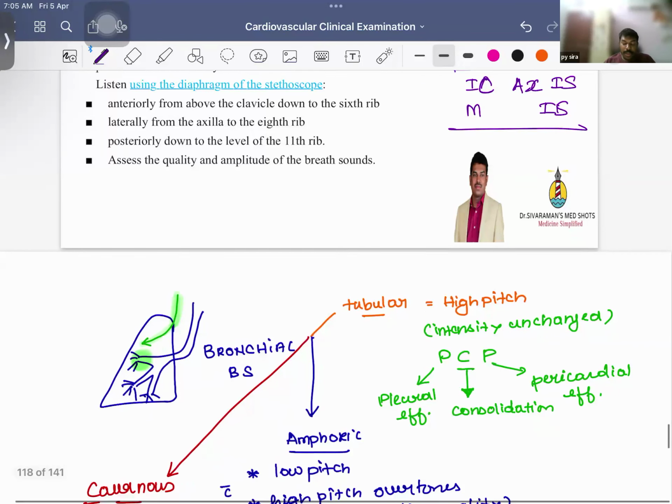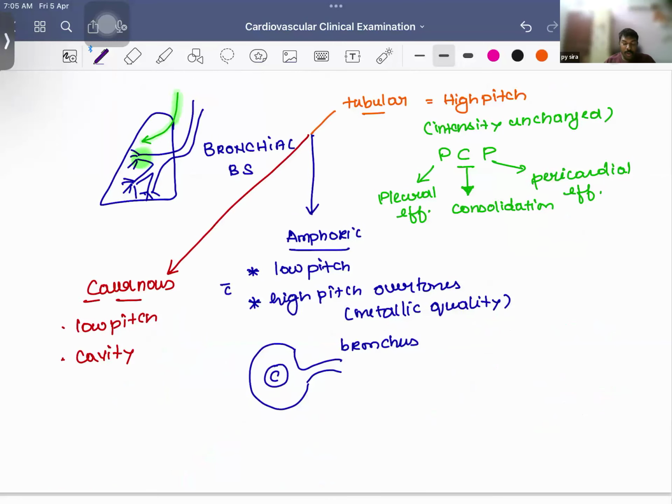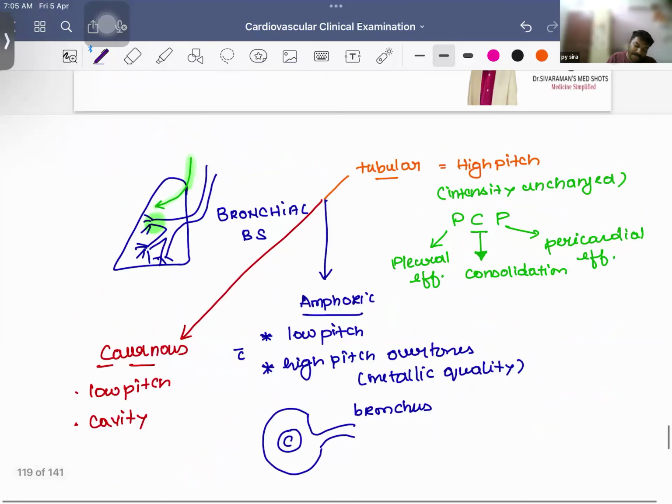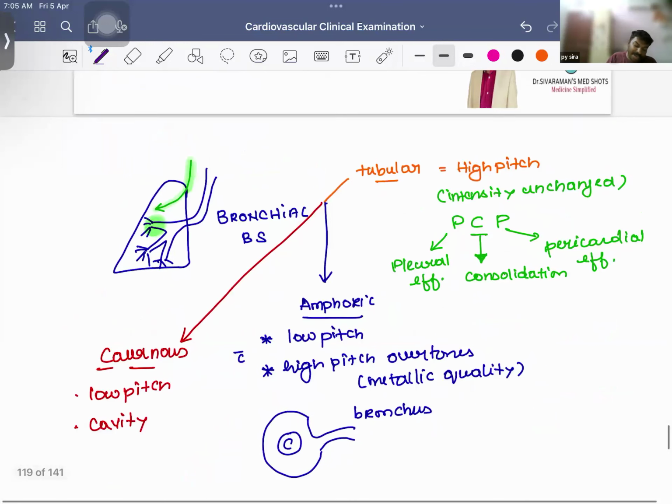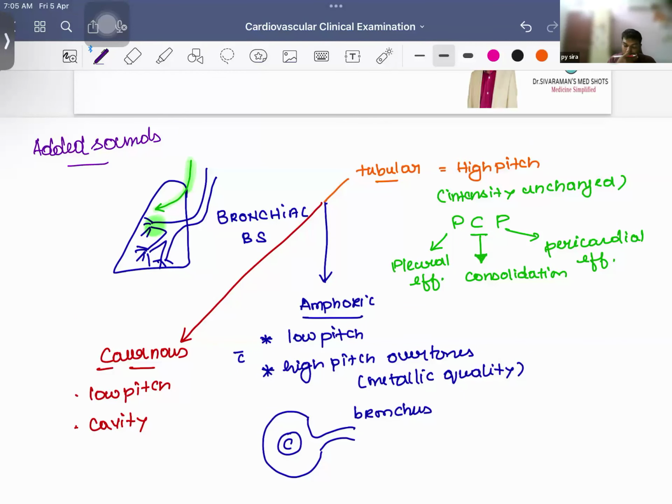Okay, then now you come down a little lower. Now what you're going to get is added sounds. Whenever there is some pathology in the lung, you are going to get added sounds. So what are the pathologies in which you can get added sounds? Imagine there is a consolidation here.